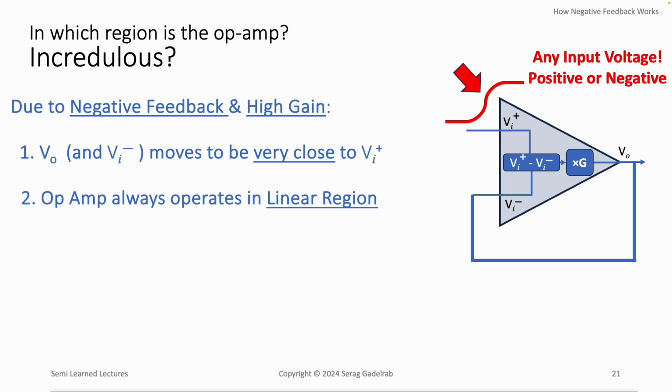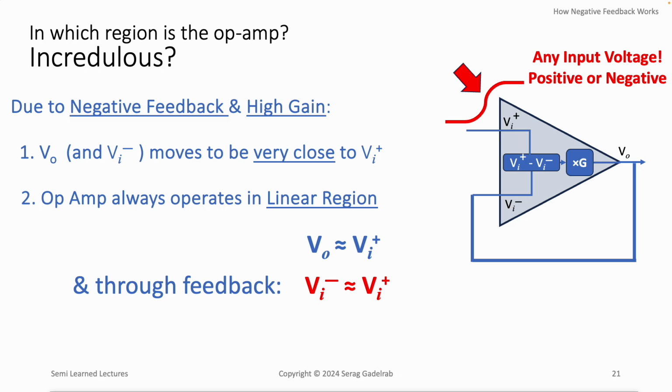In fact, that very large gain forces the difference between the input and output voltages to become a small fraction of a millivolt for typical op-amps. Such a small value keeps the op-amp in the linear region all the time. We really should try this out for ourselves. We can use plus 4 volts or minus 8 volts or even 12 volts. No matter what voltage we try, we will find that the output voltage will pretty much track the voltage that we place on the positive input terminal. And through the short circuit feedback path, the voltage on the negative input terminal will also track the voltage that we placed on the positive input terminal.